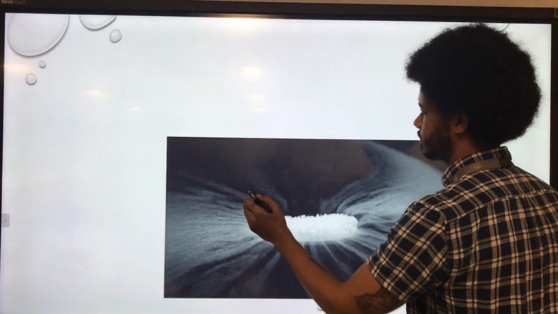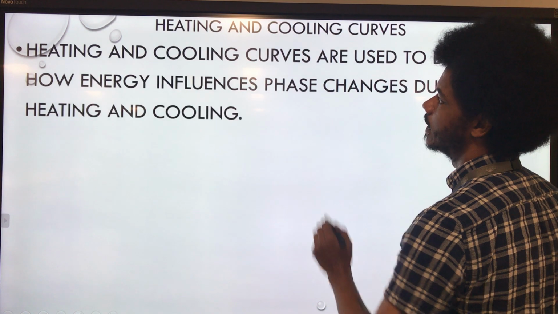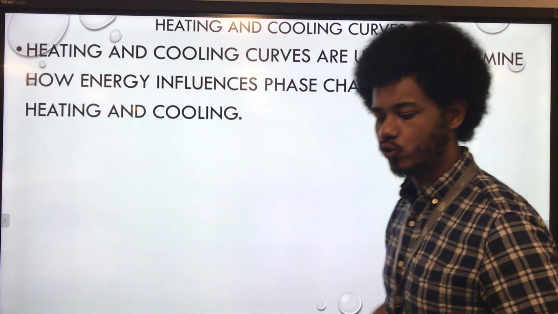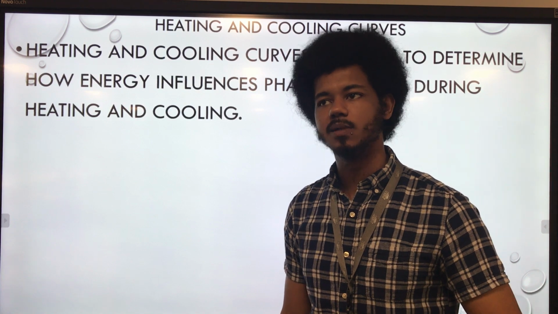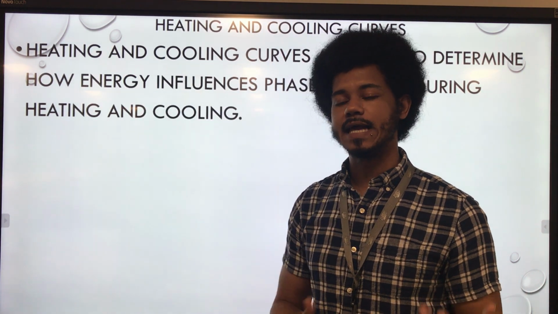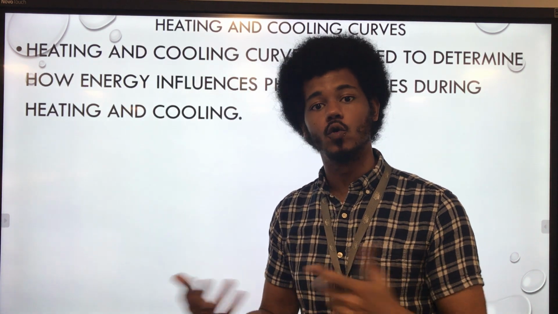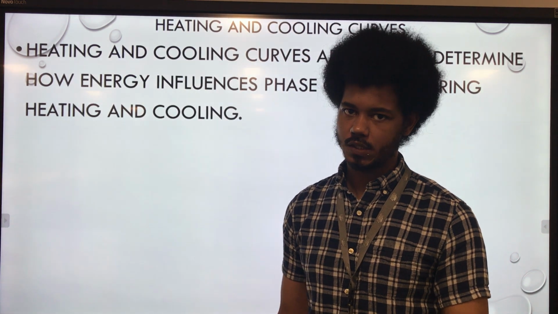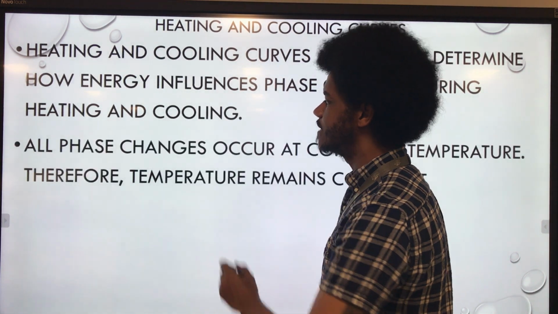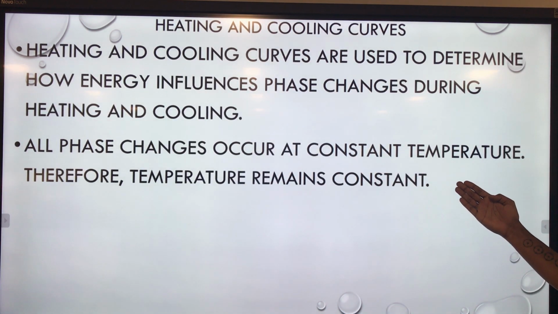Okay, heating and cooling curves. Again, heating and cooling curves, which you saw, that's the thing from the Icy Hot Lab. Basically, they help us see how the energy is used all throughout the heating or cooling process, including during a phase change, okay? Like it says here, all phase changes occur at a constant temperature.